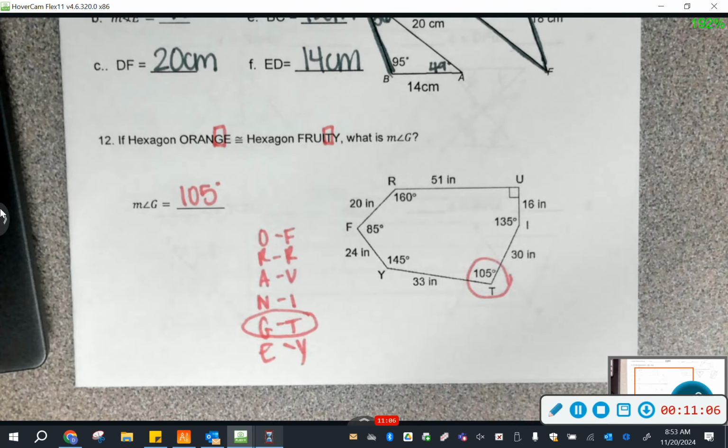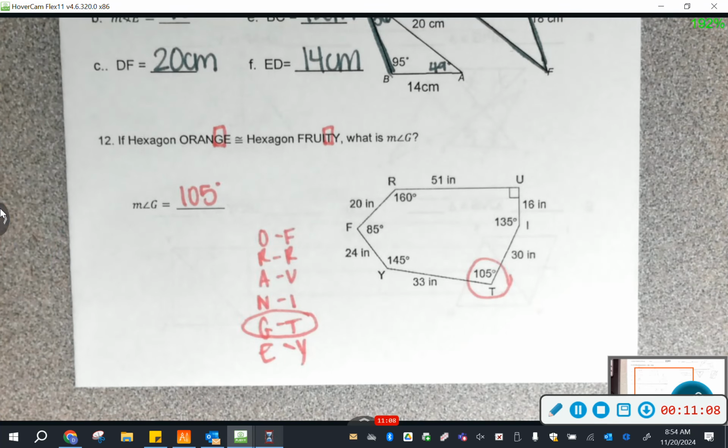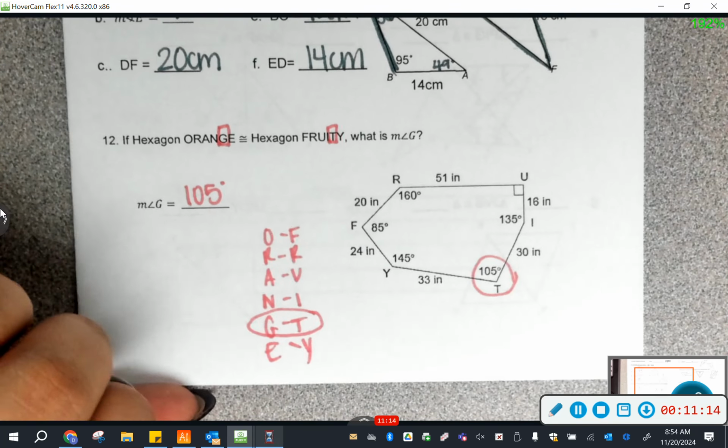All right, turn your paper over. Write it down. Head up.